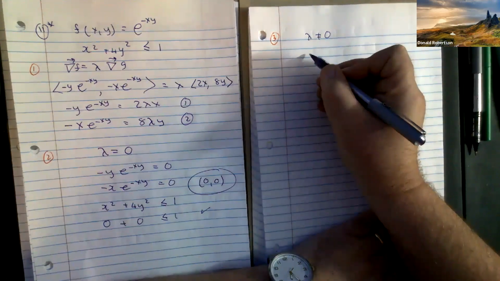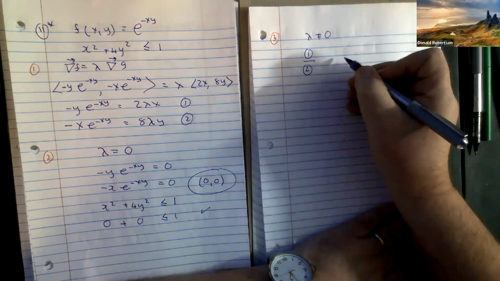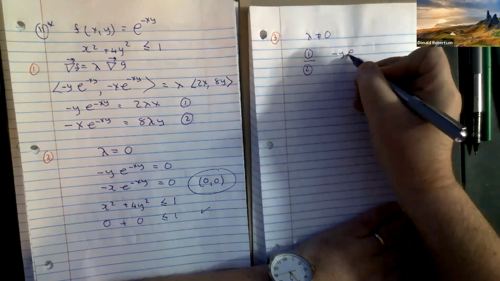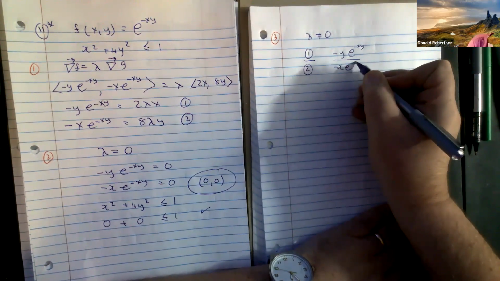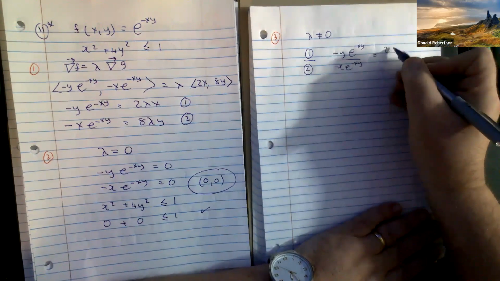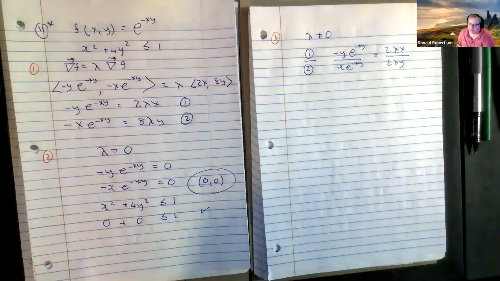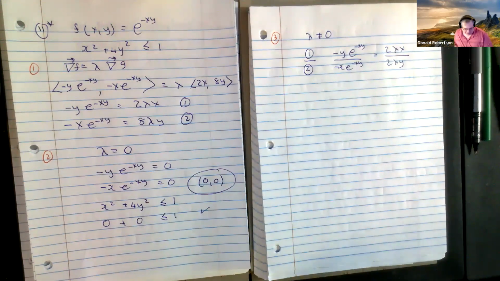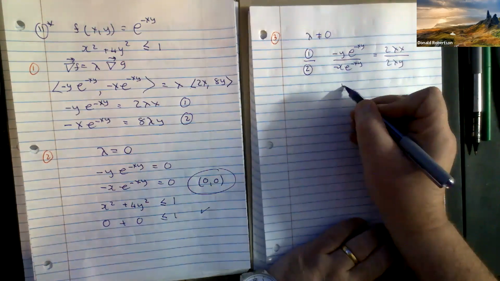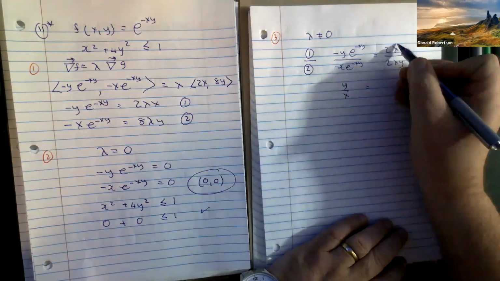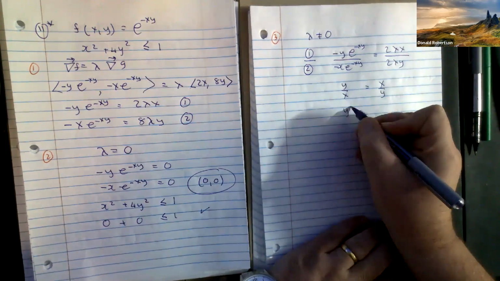So if I take equation 1 and divide it by equation 2, I get negative y e to that guy over negative x e to that guy, equals 2 lambda x over 8 lambda y. Oh, that's going to come out nice, isn't it? Won't these two cancel out? Won't the negatives cancel out? So I'm going to have y over x. The 2's and the lambdas cancel. I'm going to have x over y. A little cross multiply.